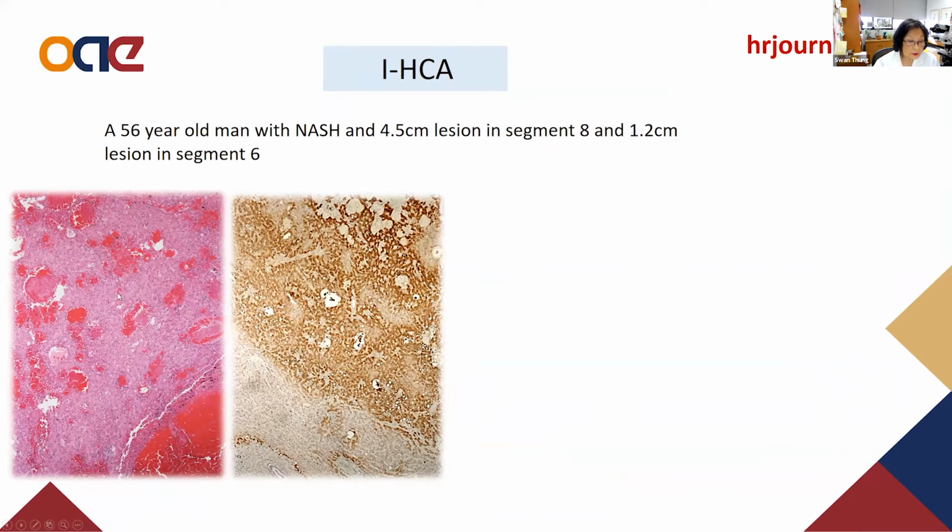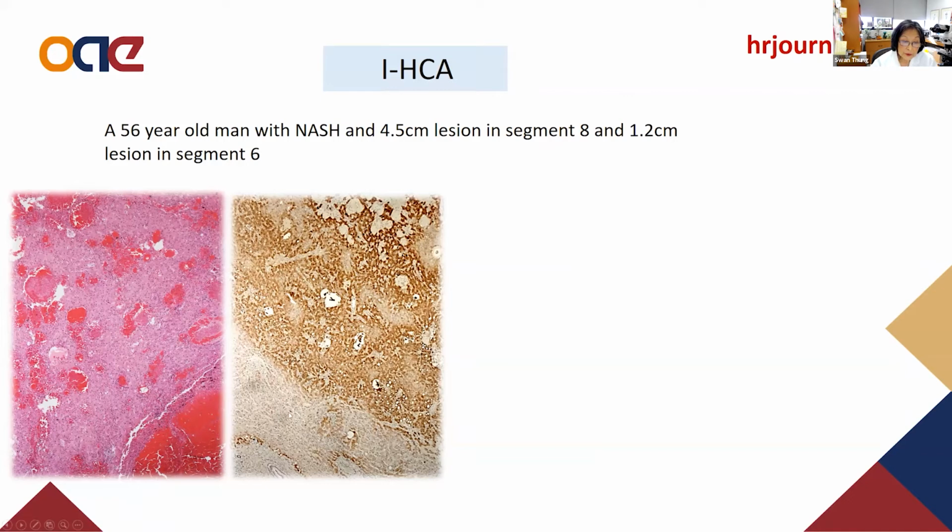So this is how it looks on the H&E. This is a 4.5 centimeter lesion, so it is already starting to have hemorrhages. And as you can see here, this is staining for serum amyloid A, SAA. How to interpret this staining is sometimes difficult because it causes a lot of background.